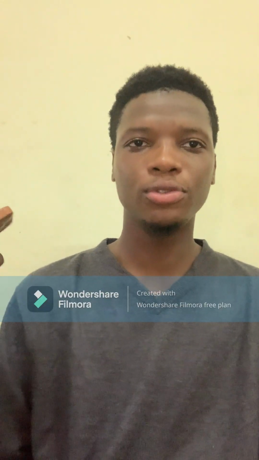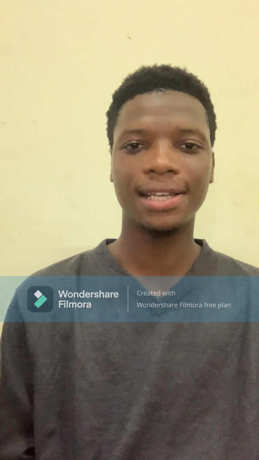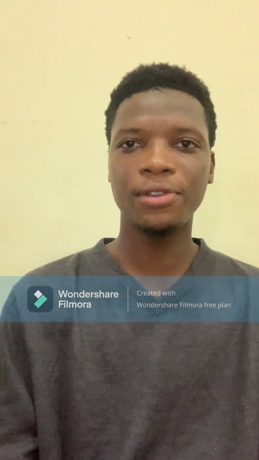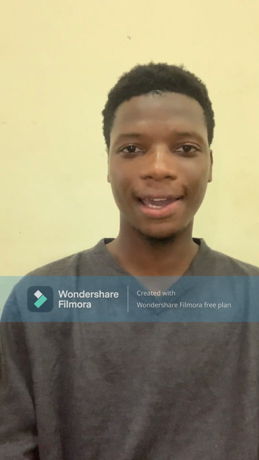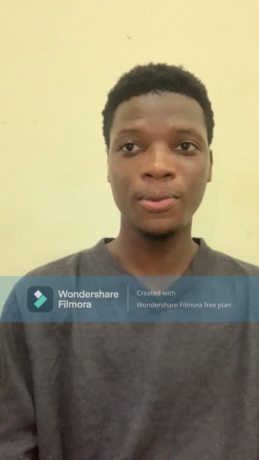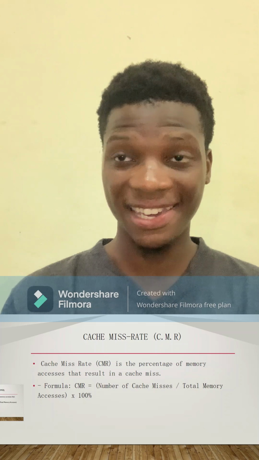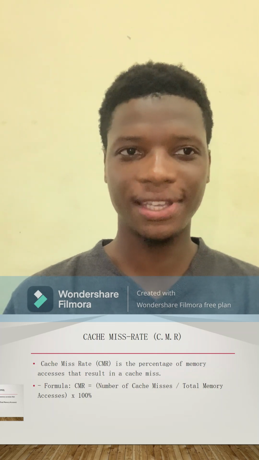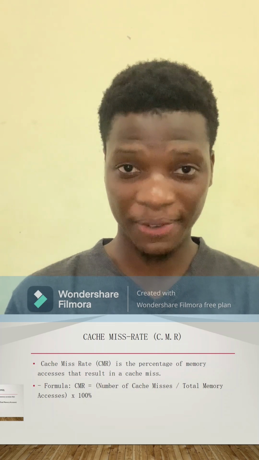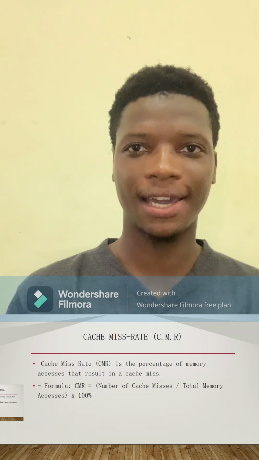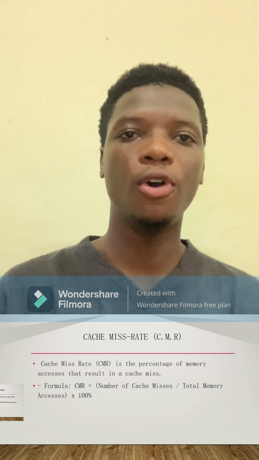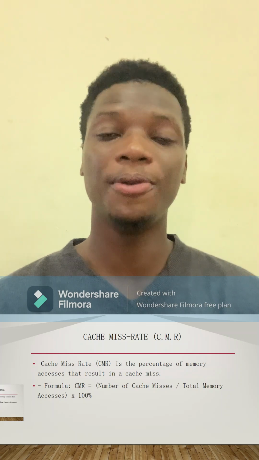So I'm Samuel. Today we are going to look at what a cache miss rate is. But first of all, we need to know what a cache miss is. A cache miss is an event in which a system or an application makes a request to retrieve data from a cache, but that specific data cannot be found, and this occurs because the data was removed from the cache. So we now move on to what a cache miss rate is.